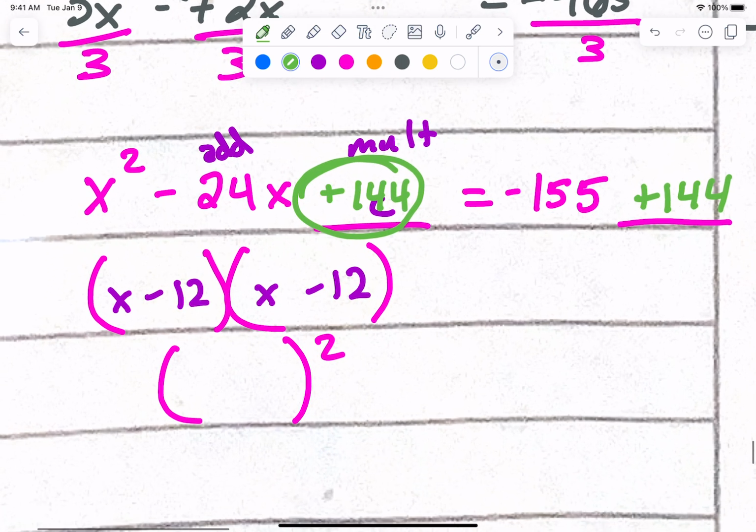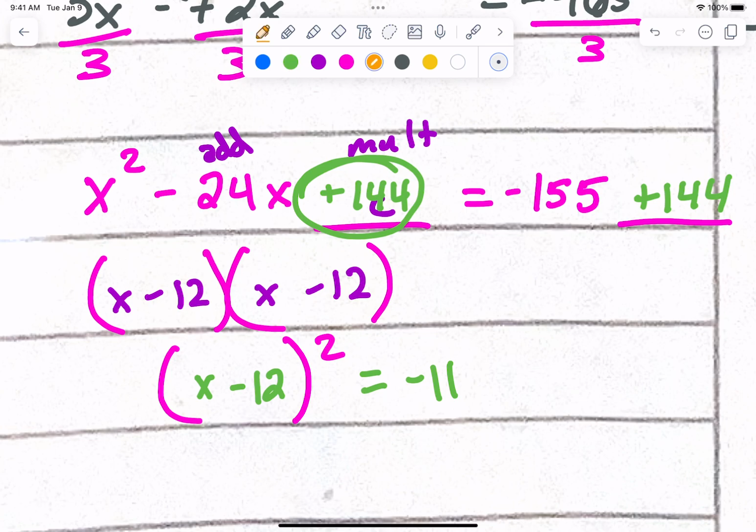All right, now I do the arithmetic. x minus 12 squared equals, what is that? This one's negative, this one's positive. Negative 11. Negative 11, there you go. Now we're on the right track, okay?